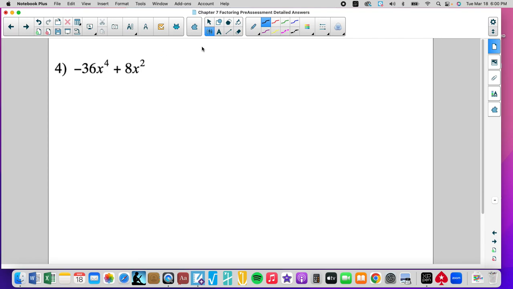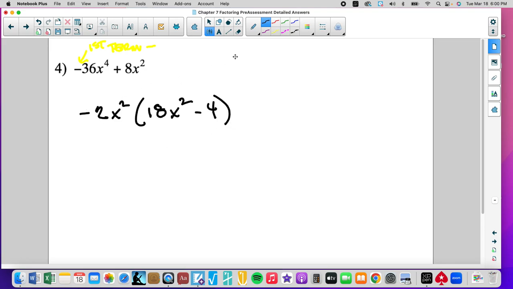Negative 36x to the fourth, we have to notice that we have a first term negative, so we're going to have to factor out a negative. And then we look at the coefficients, 36, 8. Let's say I saw 4. Okay, so let's say 2. Let's say I factored out a 2, and I did 2x squared. If I take out a negative 2, that leaves me with 18 and x squared. And if I take out a negative 2, that's going to leave me with negative 4.